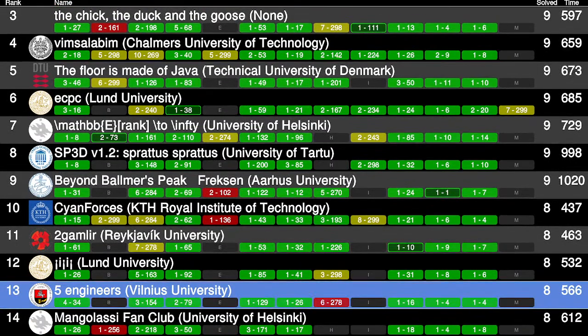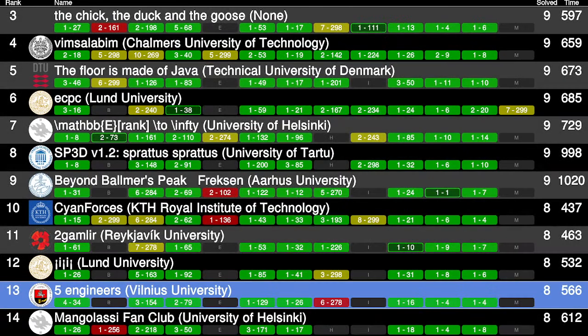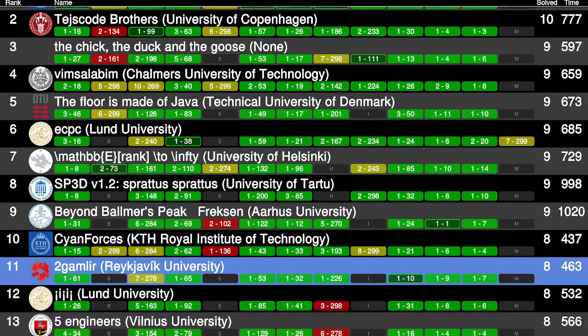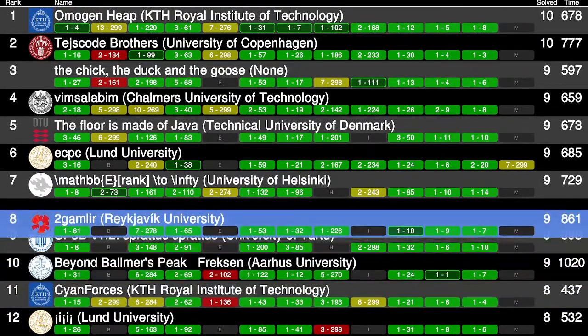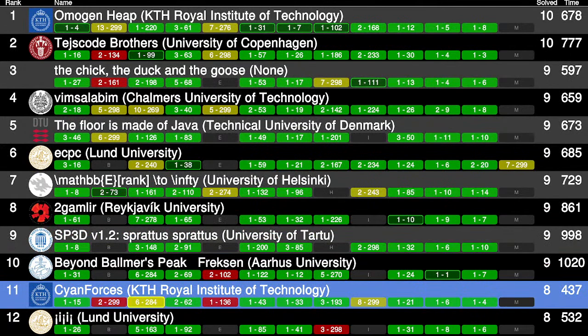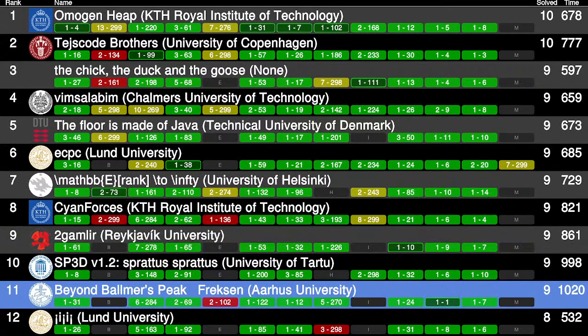Then we have the 5 engineer. Actually, this is the 5 euro engineers because this program cannot show UTF-8, but imagine a euro sign between the 5 and the E. So the 5 euro engineers from Vilnius University are the Lithuanian student champions. At 8 problems solved, 13th place overall. Great job. Then we have the inverse exclamation points are done. Two Gamlir are done, not done. They're moving up to 8th place. Cyan Forces, trying B, failing, C getting.